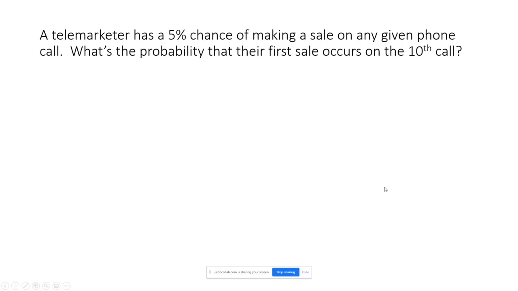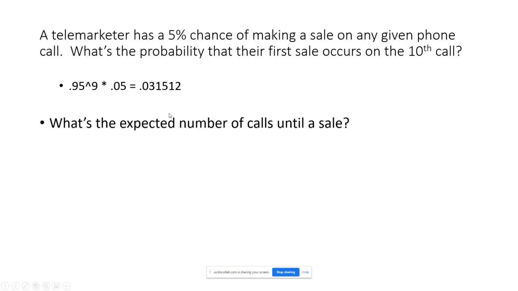Vivian, got an answer? 0.0315. Does that agree with what other people got? Cool. So 0.95 to the 9 times 0.05? Excellent. How about their expected number of calls until a sale?